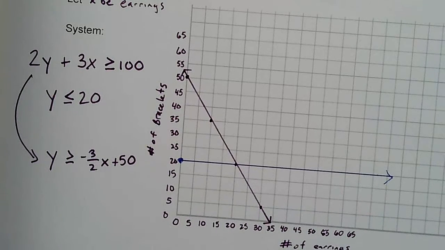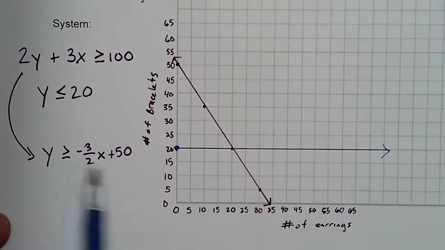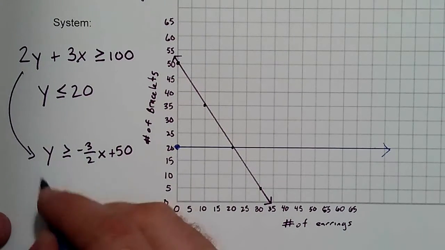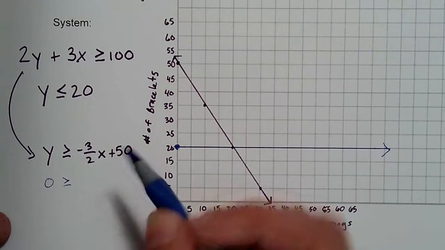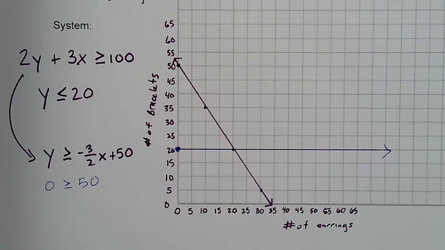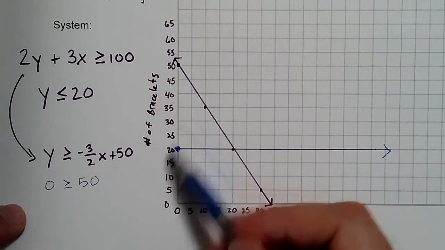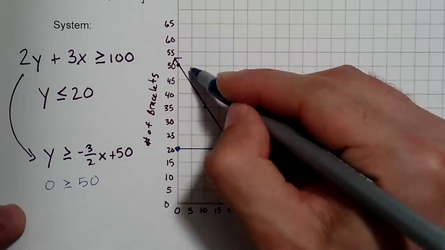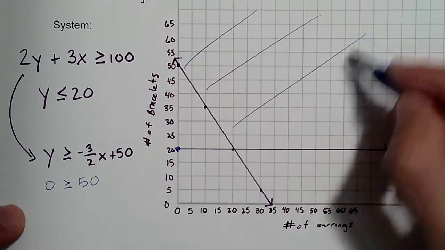I forgot to do the shading, so I'm going to back up here and do my shading for my diagonal line. So I'm going to take 0, 0. Is 0 greater than or equal to 50? No. So I'm not going to shade the part that includes 0, 0. I'm going to shade the other side. So I'm talking about all of this.